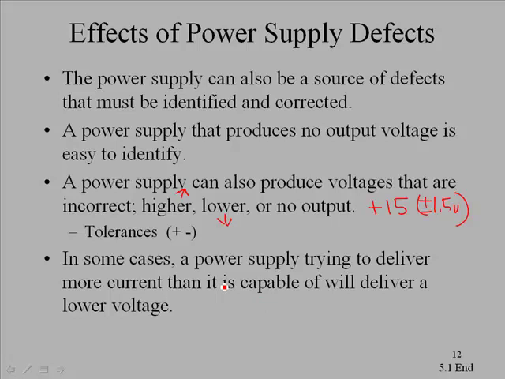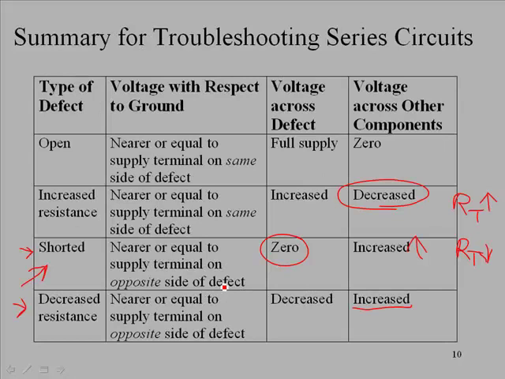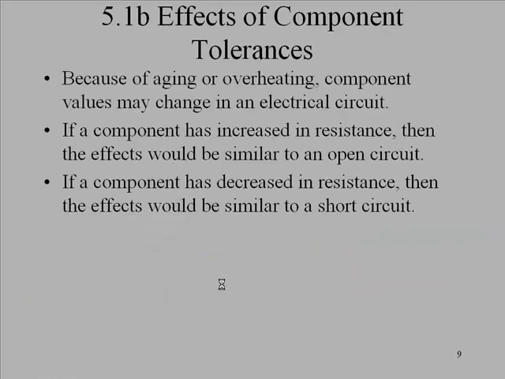So in this section, we looked at effects of power supply defects. We looked at problems that can occur in circuit boards. We also considered a summary for troubleshooting series circuits, and then we looked at the effects of component tolerances, and this has to do with values of components changing in resistance, either going up or going down. So this concludes section 5.1.